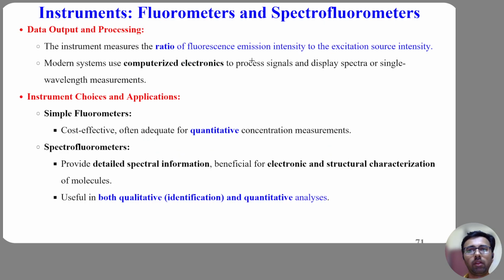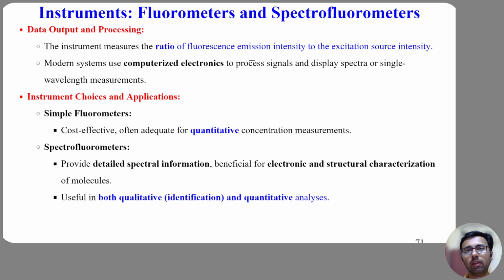Modern instruments do not display raw photon counts. Instead, they measure the ratio, fluorescence intensity divided by excitation source intensity. Advanced electronics continuously correct lamp fluctuations, process signals in real time, and display spectra instantly.